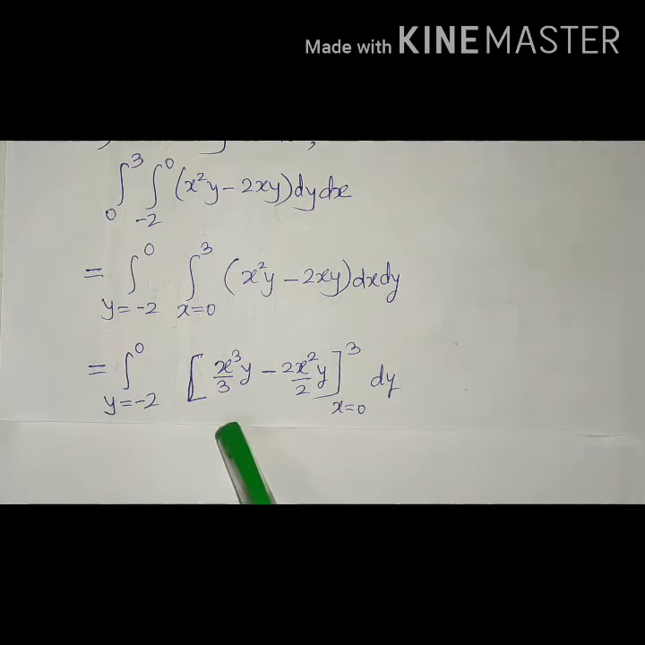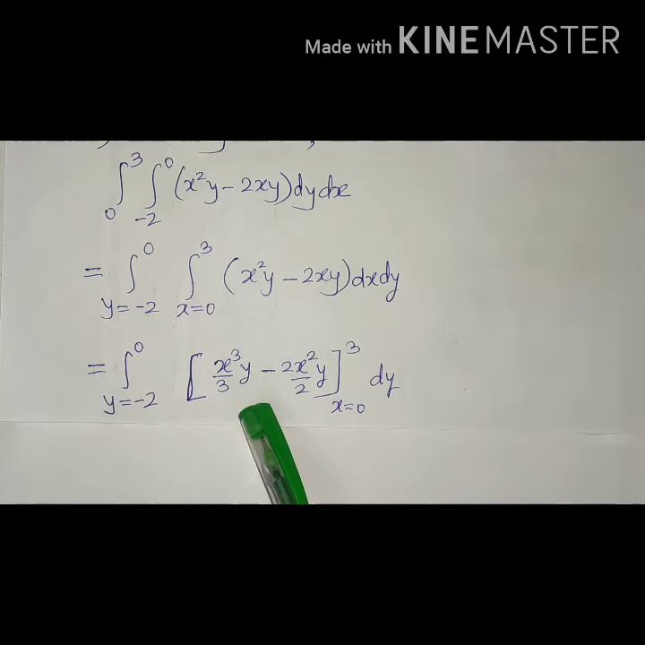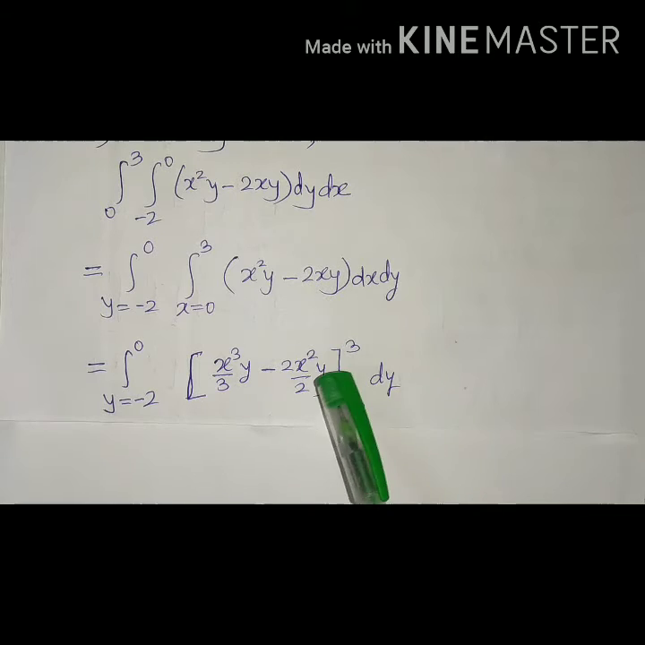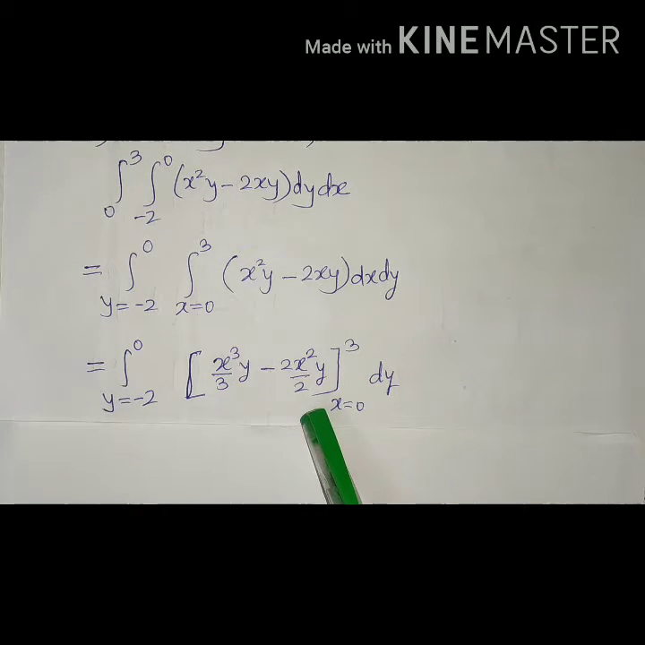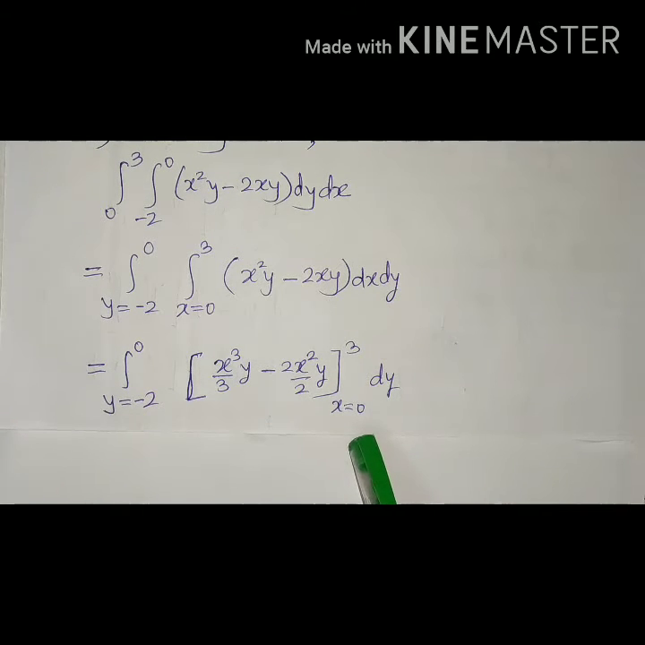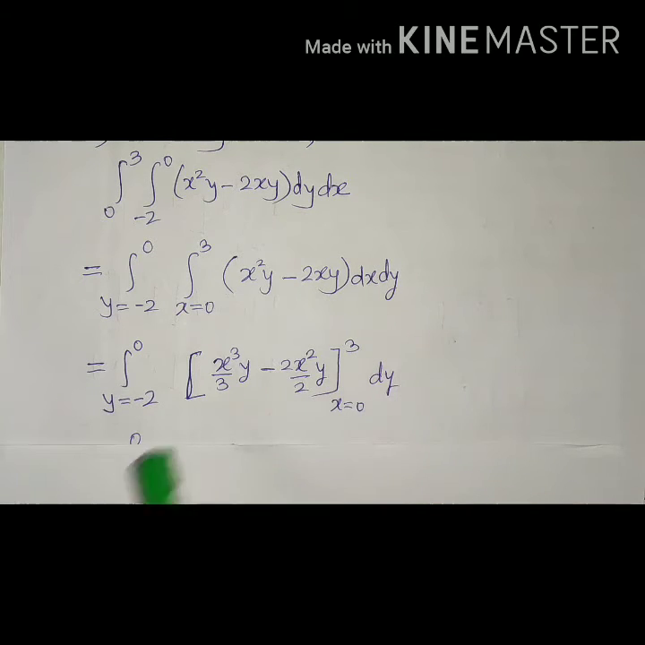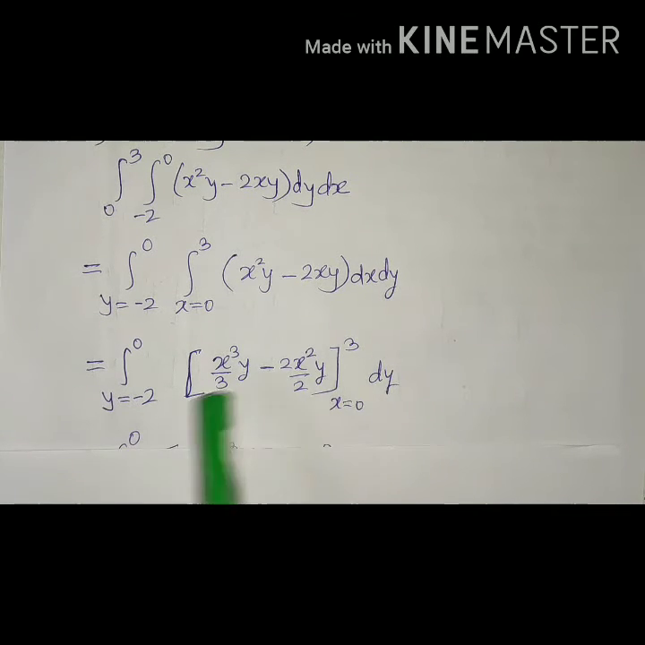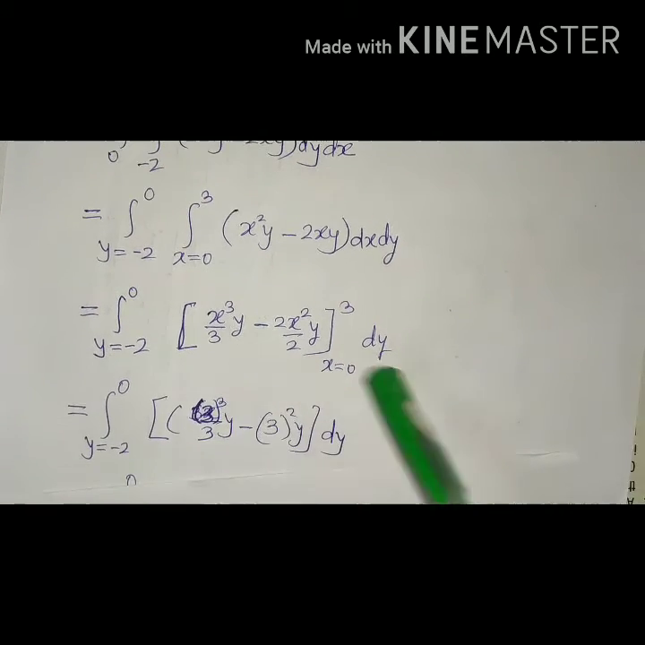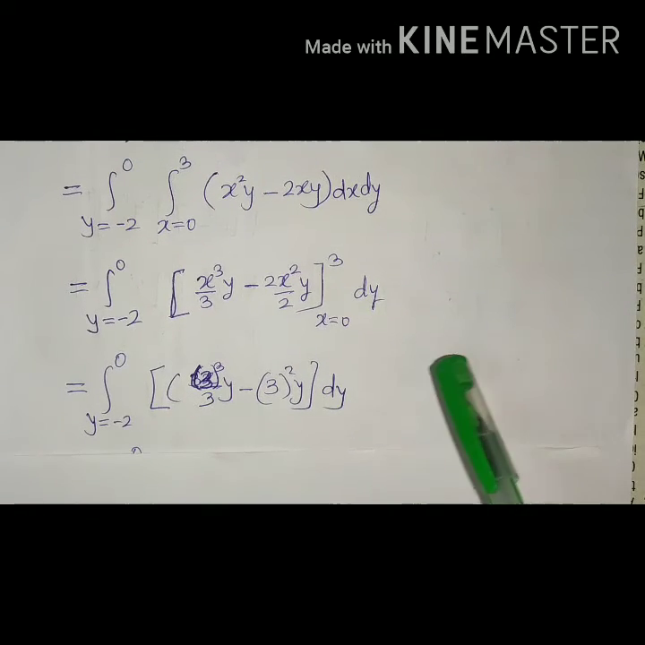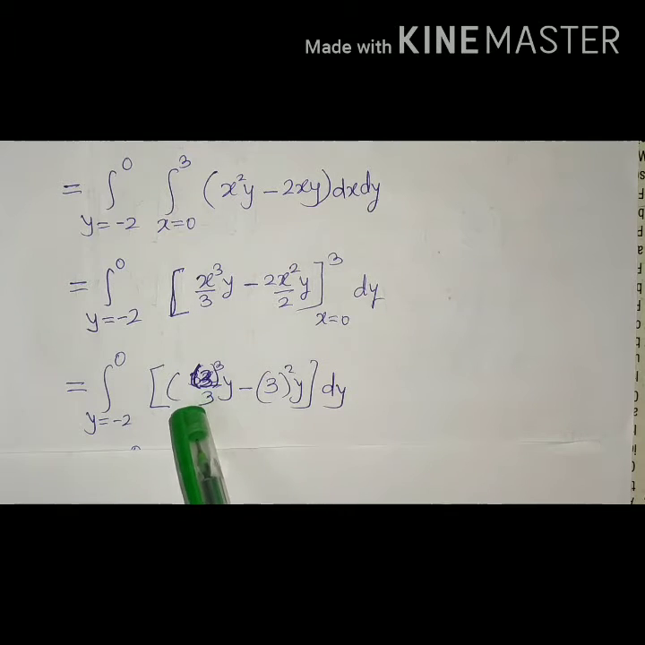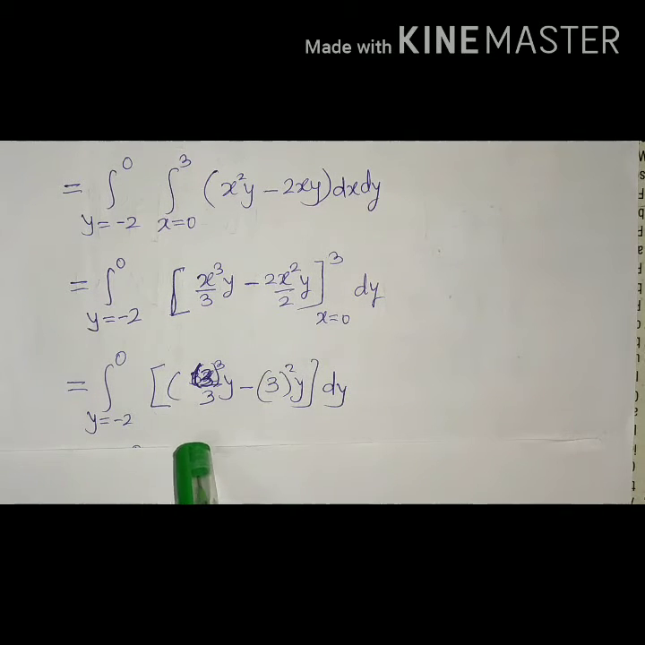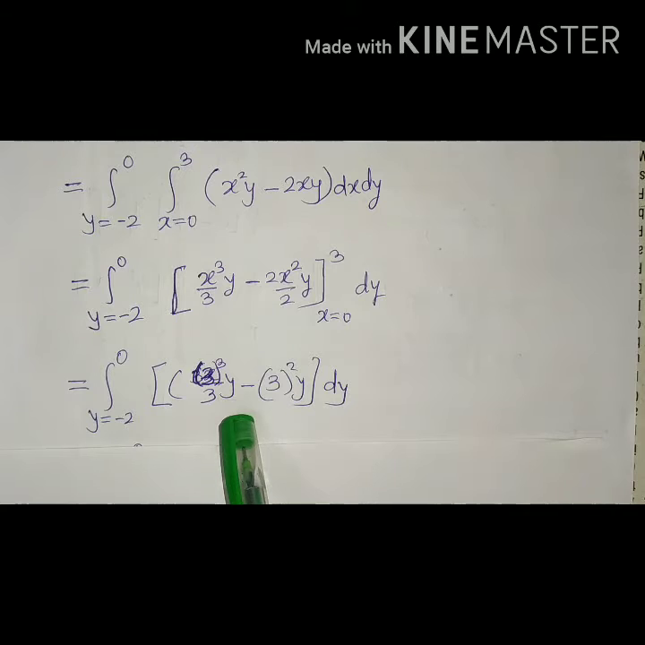This becomes x cube by 3 into coefficient y as it is, minus 2y as it is, and integration of x is x square by 2. The limits of x are shown. Lower limit is 0, upper limit is 3, and the outer integration is with respect to y, yet to be calculated. Okay. Now we are putting the value of x as 3 cube by 3 y minus 3 square y dy.